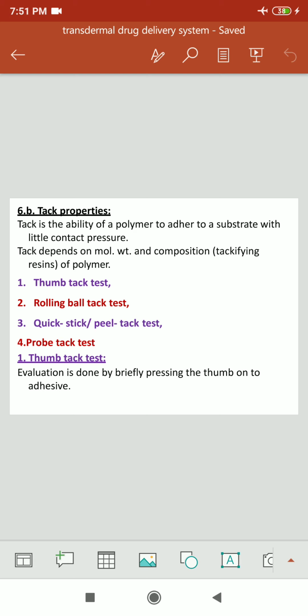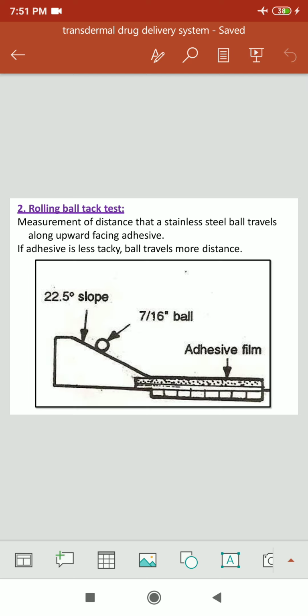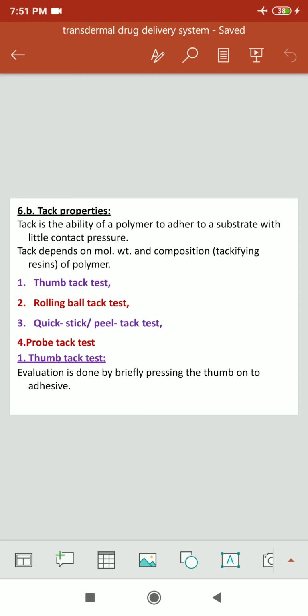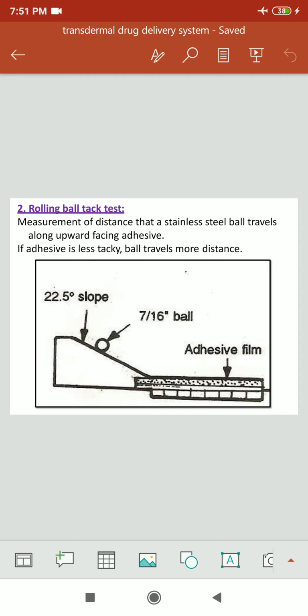Now the second is the tack property. This is the ability of the polymer to adhere to the substrate with a little pressure. It depends on the composition and molecular weight of the polymer. We test this by the thumb tack test, rolling ball tack test, quick stick peel tack test, and probe tack test. Thumb tack is done by pressing the thumb onto the adhesive material.